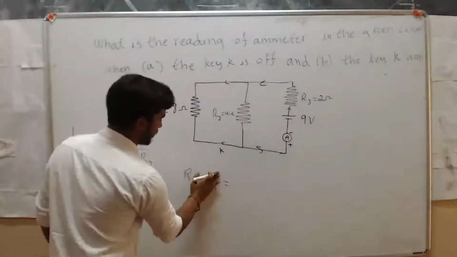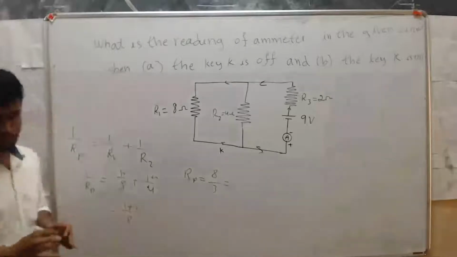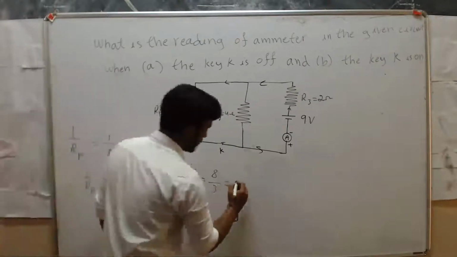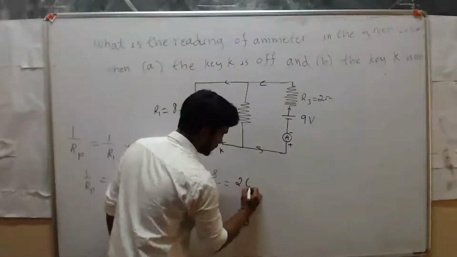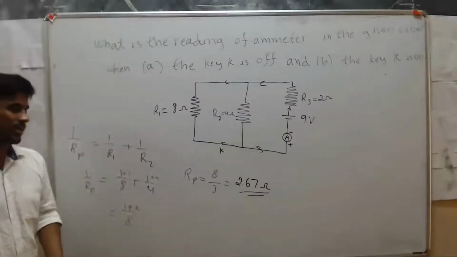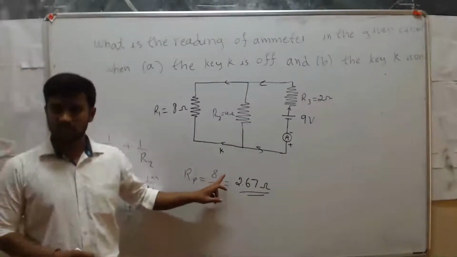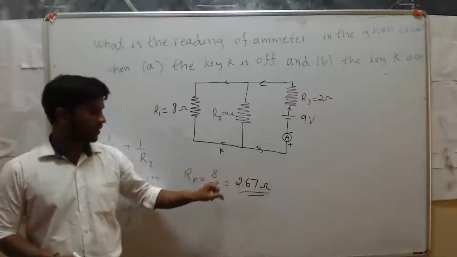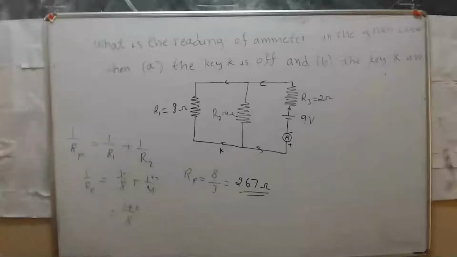So what is the answer? 8 divided by 3? 2.67 ohm. Okay, not ampere. 2.67 ohm. Or we can keep 8 by 3 ohm only. Even that is also correct. No need to write 2.67 ohm. We can keep 8 by 3 ohm also.